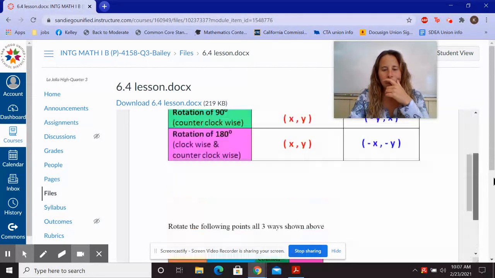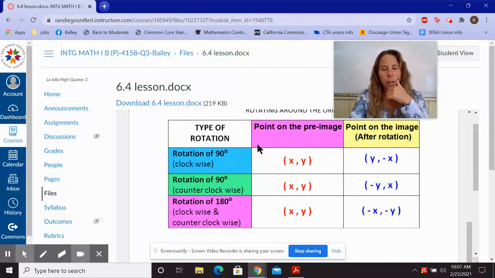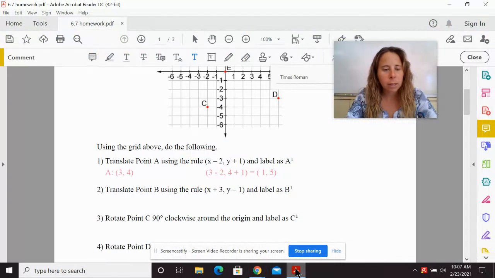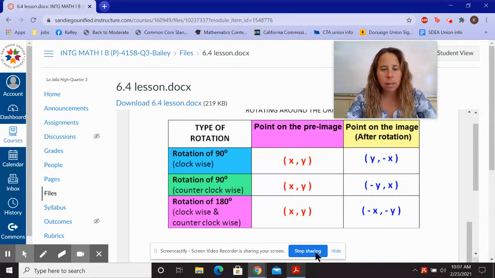And then I gave you examples. All right, but here's the chart that you should memorize. So for our problem today, we are rotating 90 degrees clockwise around the origin. So that's this one. We start with x and y, we switch them, and then that becomes negative. So x, y goes to y, negative x.